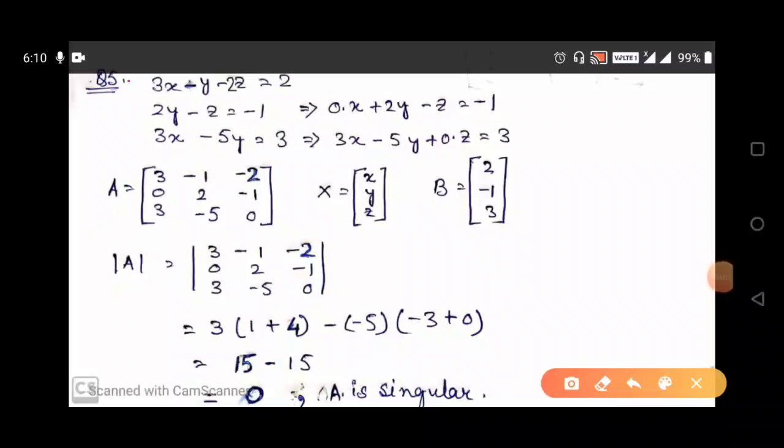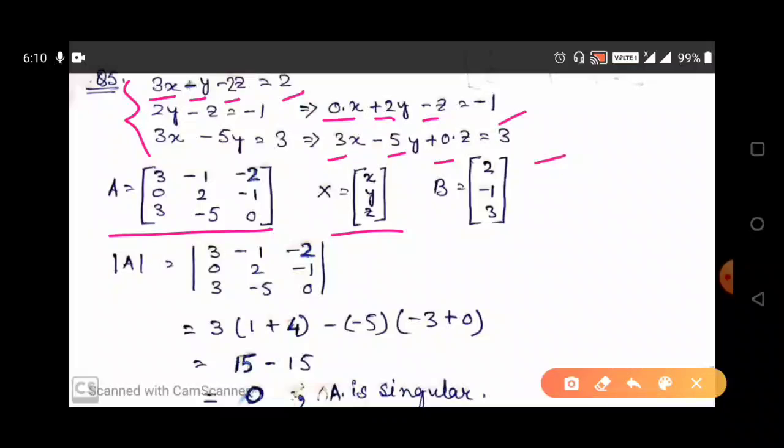From this system of equations we will write matrix A as 3 0 3, then minus 1 2 minus 5, minus 2 minus 1 0. Now matrix X is x y z and matrix B is 2 minus 1 3. In this way we will write these three matrices.